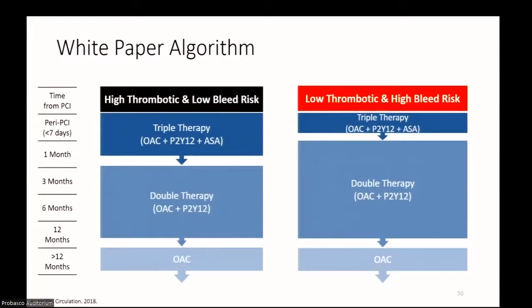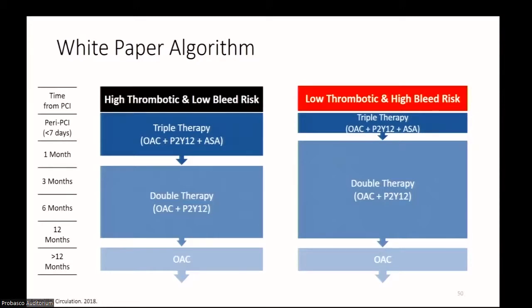Additionally, continuation with a single antiplatelet therapy in addition to oral anticoagulation may be reasonable for patients with high ischemic, thrombotic, and low bleeding risk. The choice of single antiplatelet therapy to use after 1 year, aspirin or clopidogrel, is at the discretion of the treating physician.